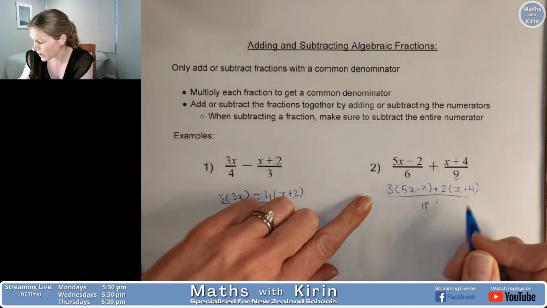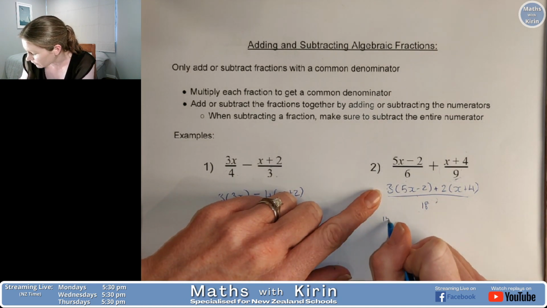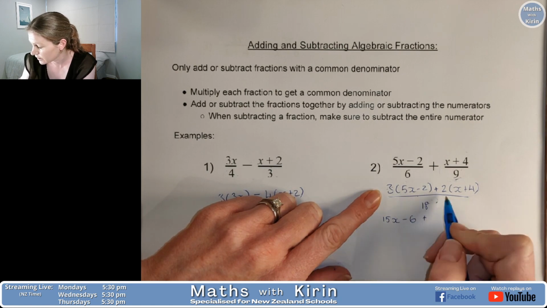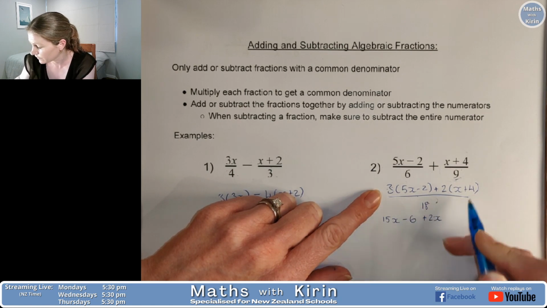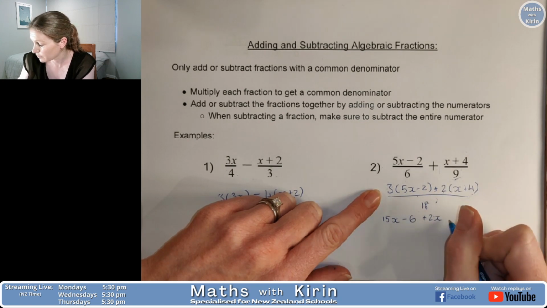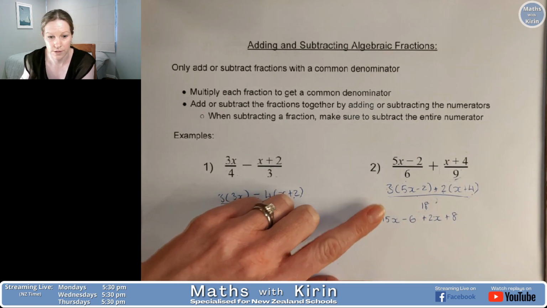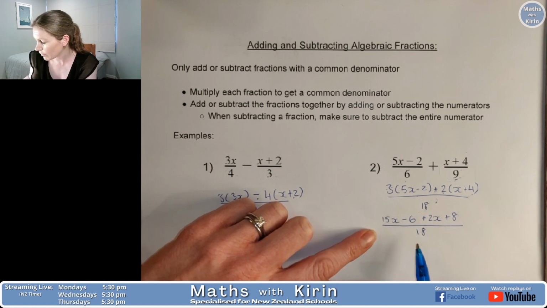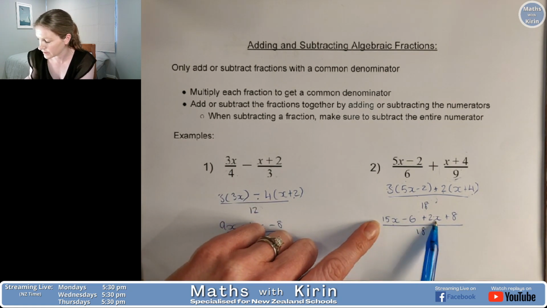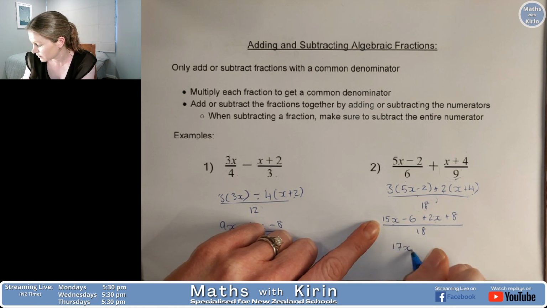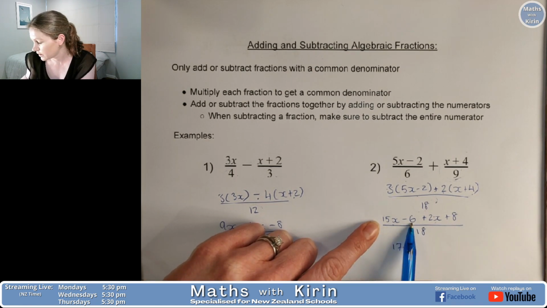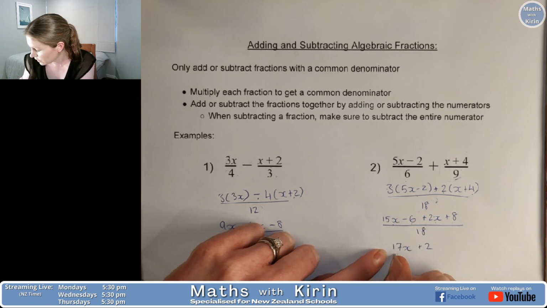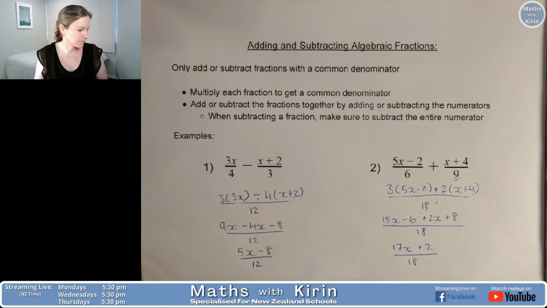So now we expand. 3 by 5x is 15x, and then 3 times negative 2 is negative 6, plus 2 times x, plus 2 times positive 4 gives us positive 8, still over 18, and now we simplify. So 15x plus 2x gives us 17x, negative 6 plus 8 gives us positive 2, and that's over 18.